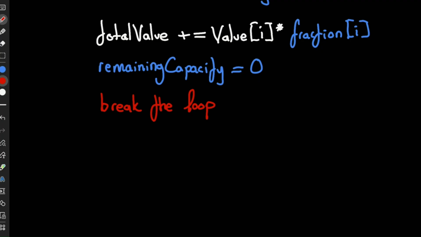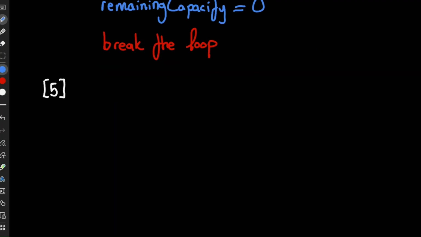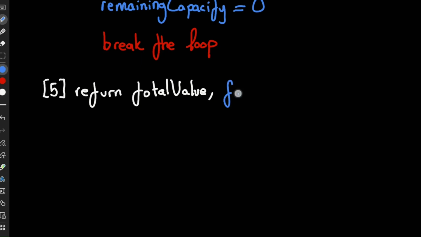So that means that the knapsack is full now. And finally, I will return the total value, which will give us the maximum profit, the maximum value we can get, as well as the fraction table, which will say what percentage of each item we are taking.